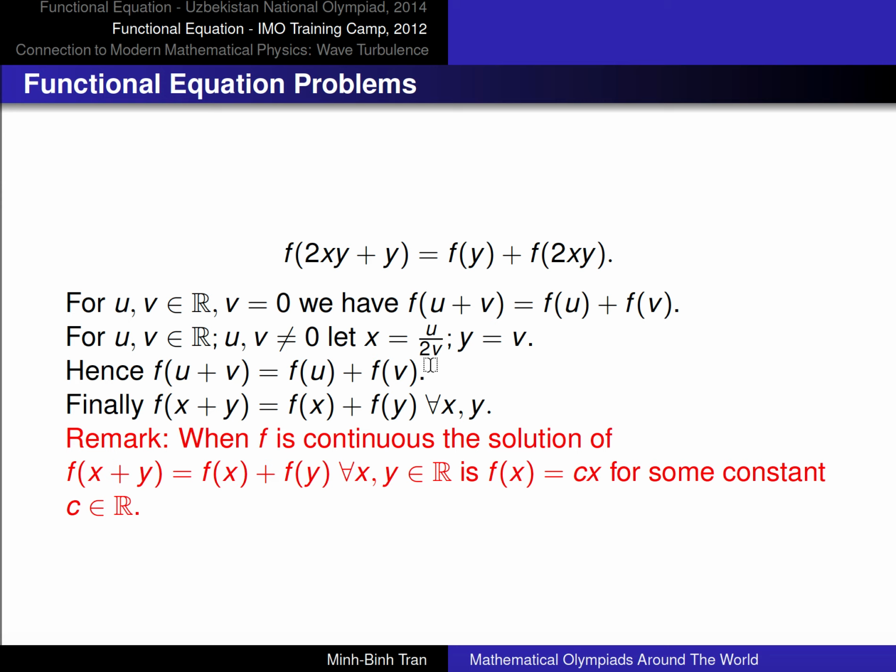We have a remark. If f is continuous, the solution of this equation is always the linear function cx, where c is some constant in R. Now, in the two cases, we observe that the solution is always cx. What is so special about this?